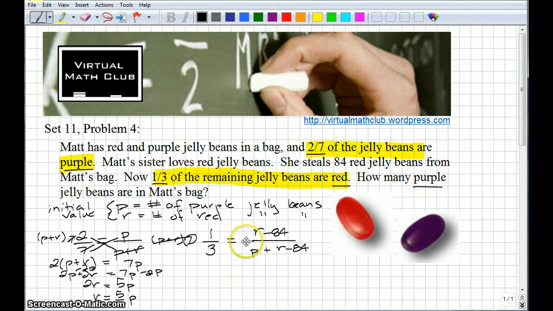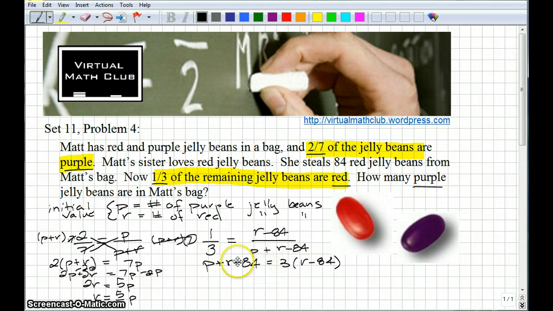Alright, now let's take a look at this other equation here. We have 1/3 is equal to (r minus 84) over (p plus r minus 84). Again, we can cross multiply, or you could think of multiplying both sides by 3 and both sides by p plus r minus 84. Okay, so let me just show you that result. If we take 1 times p plus r minus 84, we get p plus r minus 84 is equal to 3 times (r minus 84). Okay?